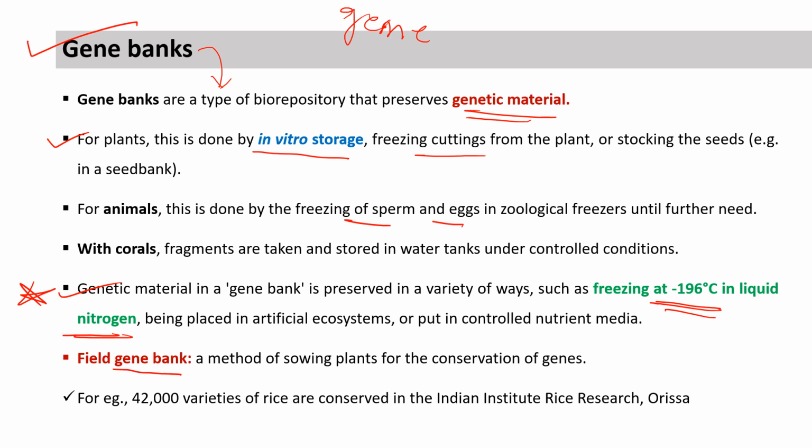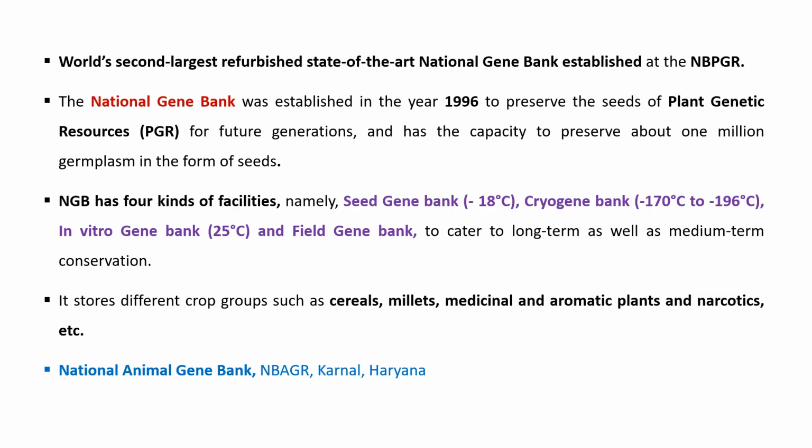उसके बाद में एक term आता है field gene bank. So it is a method of sowing plants for conserving the gene. अगर कोई wild cultivating crop या species है तो उसको हम एक particular field में cultivate करके उसके gene को preserve करते हैं. So that is the field gene bank. 42,000 varieties of rice are conserved in the Indian Institute of Rice Research, उड़ीसा. तो वहां पे field gene bank है और वहां पे 42,000 varieties को conserve किया जाता है.